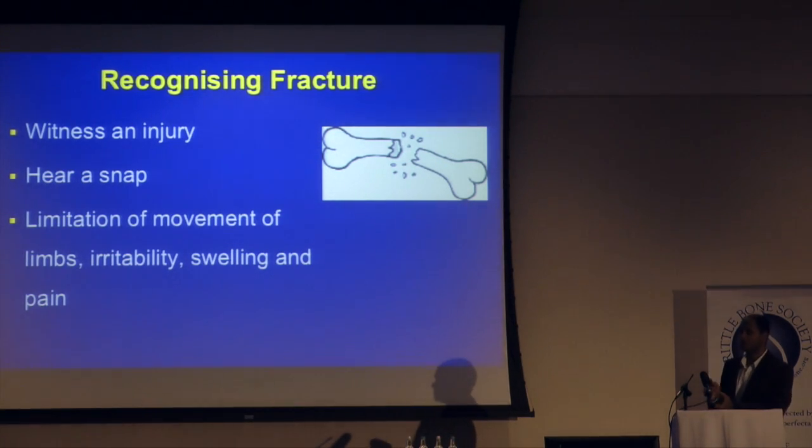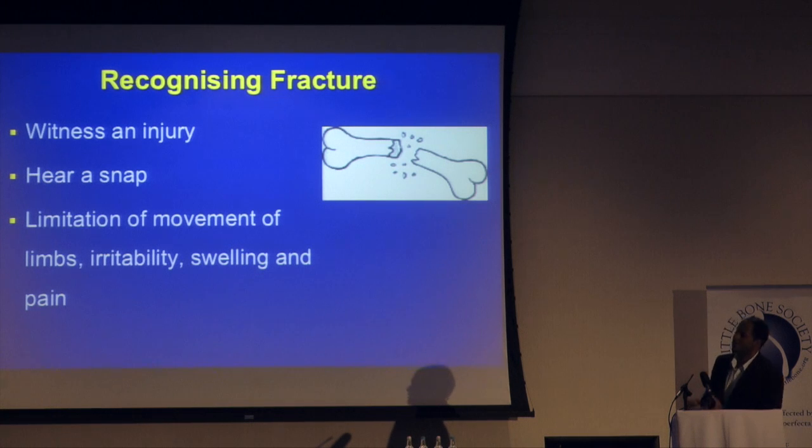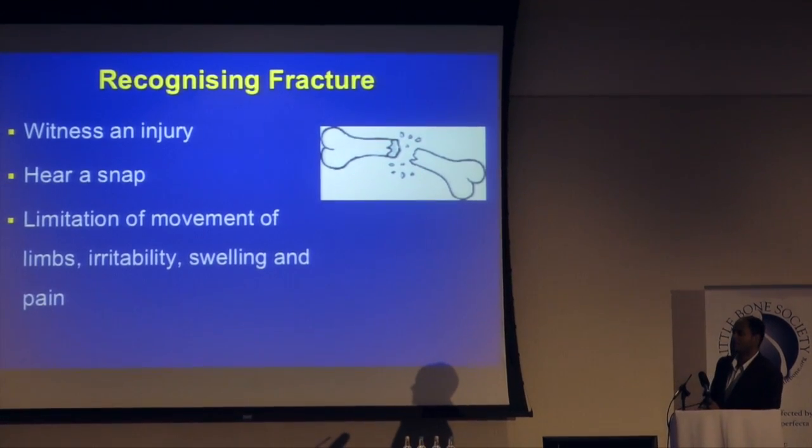It is important to recognize a fracture. It could be an injury which has been witnessed, or a snap which is heard. In very young ones, limitation of movement of the limbs, irritability, swelling and pain should alert you to a fracture. Despite the best of care which these infants get, and besides all the precautions families undertake, fractures still occur, and therefore it's important that one is always looking out for any signs of fracture which could develop.